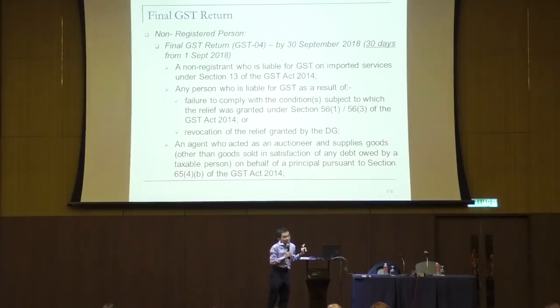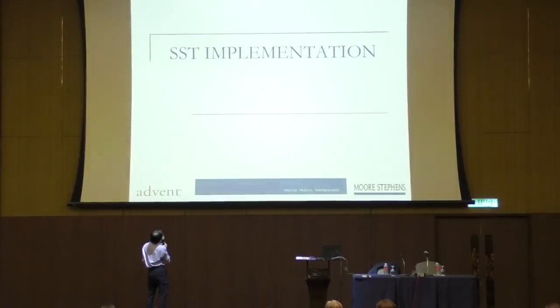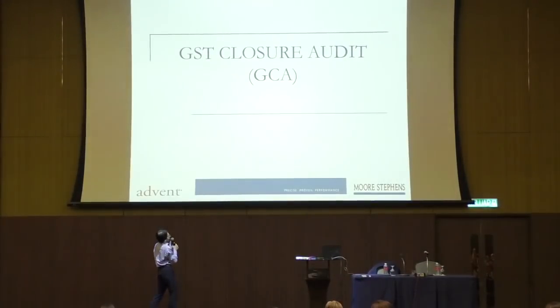Only these 5 categories. Yeah? So don't get the meaning wrong and say, all non-registered persons still need to submit one final return 30th September. No. Only those non-registered persons that fall under one of these 5 categories. Yeah? That you need to pay GST even though you're not a registered person. So this is the final return. Yeah? Final return to be submitted to the custom.